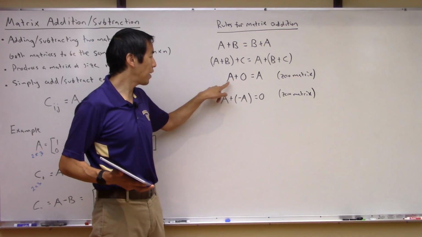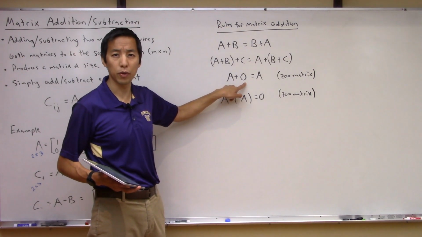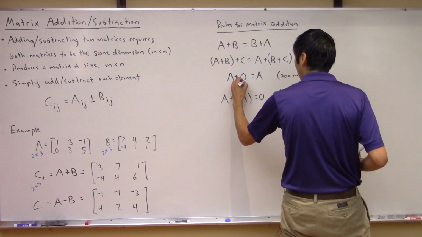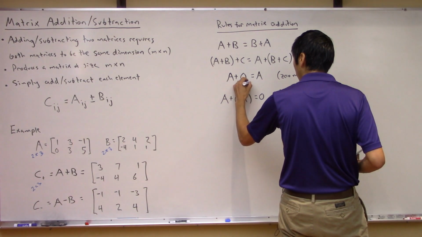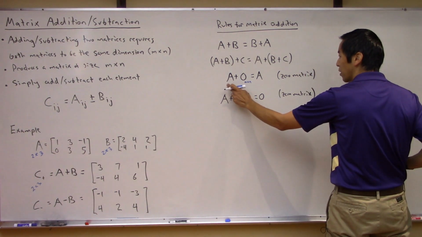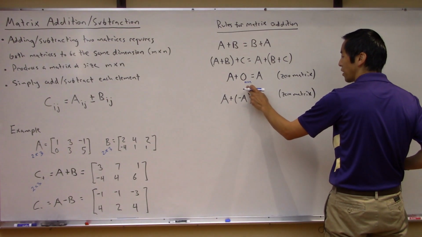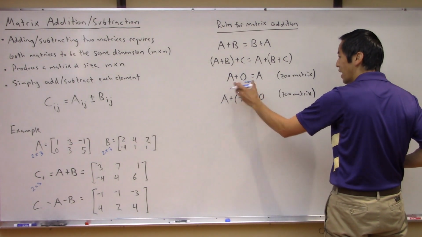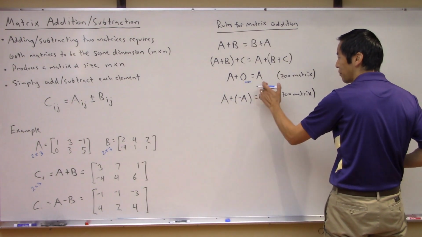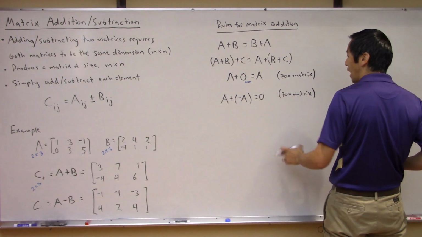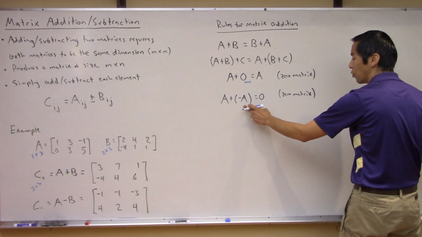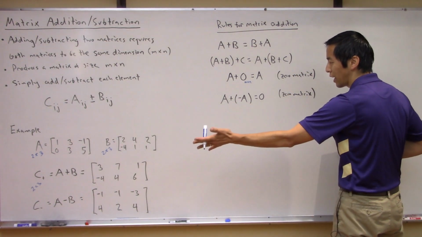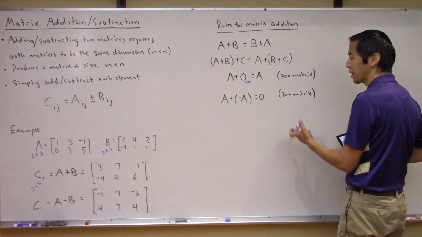If you have A plus a 0 matrix, sometimes you'll see this written as 0 with the dimensions in a subscript, like m times n. So you have an m by n matrix adding to a 0 matrix of m by n. Again, this is just a matrix filled with zeros. And as you can imagine, you just get A back in this case. And similarly, if you take the negative of every single element of the matrix and add it to itself, you're going to get this 0 matrix back.